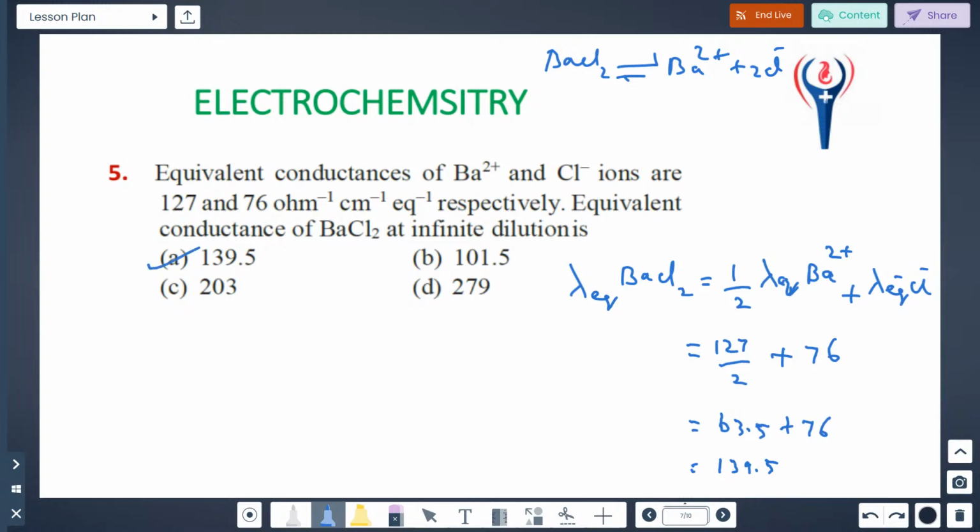Molar conductance is totally different. Here you have to write like this: Ba2 plus, and 2 into this, here 2 will come. So that is totally different. Let's compare and study. Molar conductance and equivalent conductance, the way of writing is somewhat different. Next one.